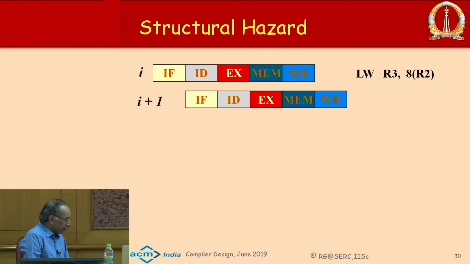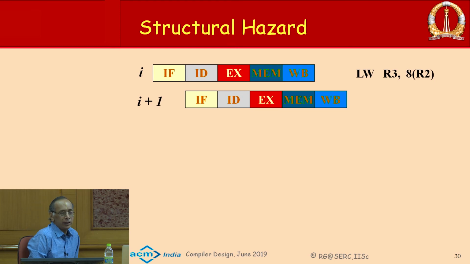Let us say the ith instruction is a load word instruction. So, what is it going to do? It is going to fetch the contents of R2 plus 8 and load it into R3. When is it going to actually do the computation of R2 plus 8? In the execution stage. When is it going to fetch the memory location? In the memory phase. Okay.